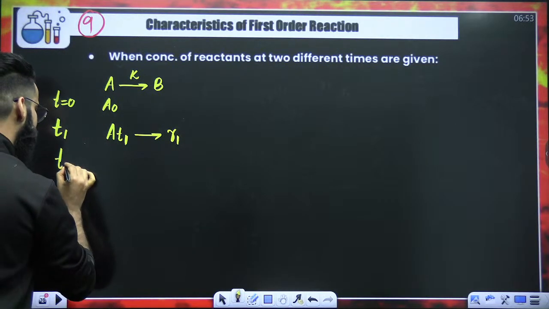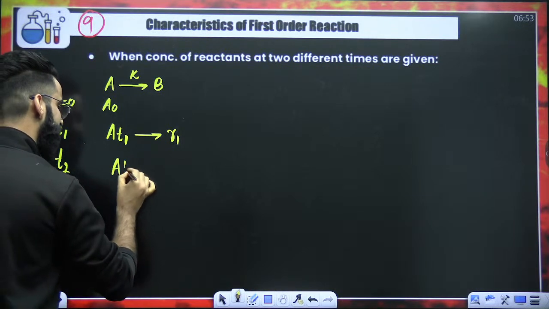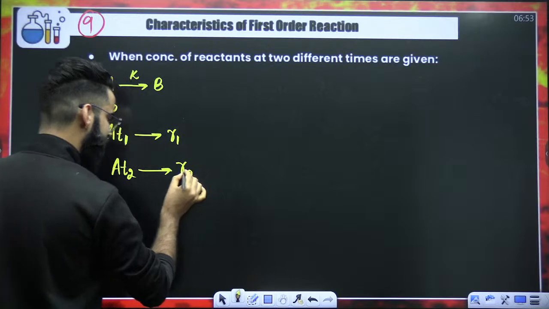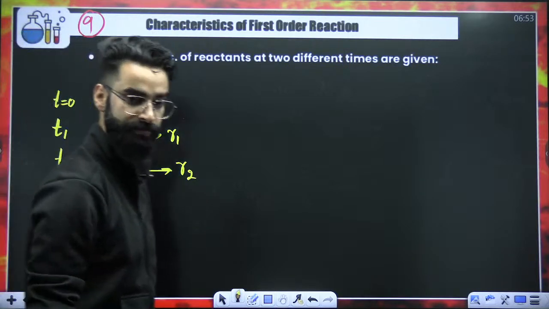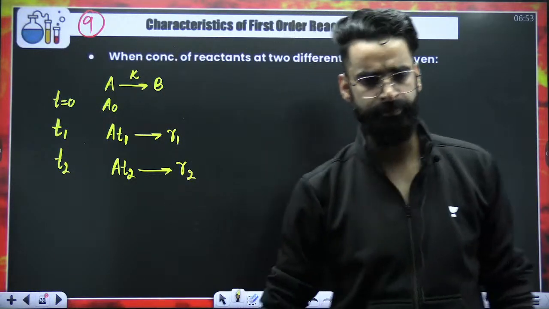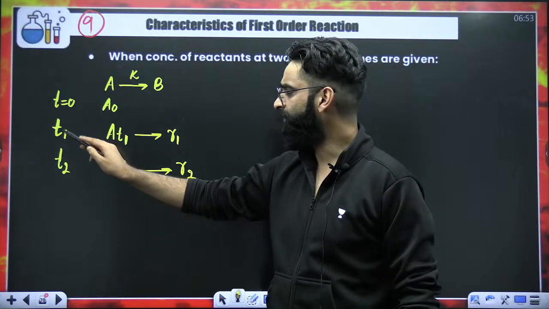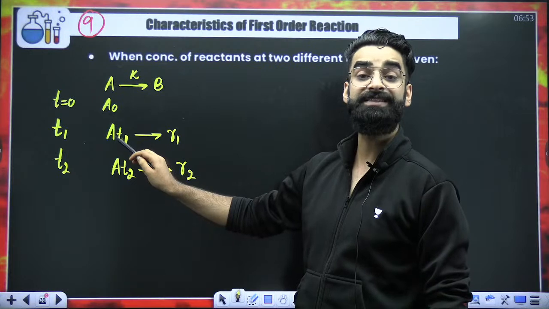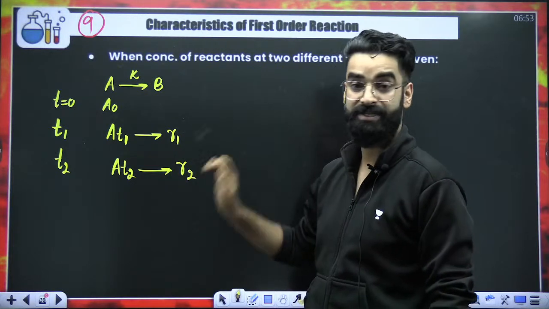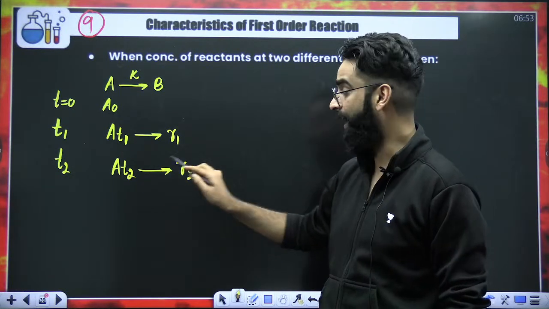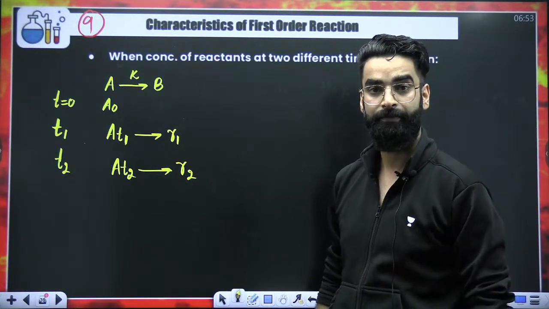Similarly, at time t2, the concentration of reactant left is A2, and let's assume that the rate of the reaction at this point is R2. Be careful with these terminologies. At time t1, the concentration of reactant left is A1 and the rate of the reaction is R1. At time t2, the concentration of reactant left is A2 and the rate of reaction is R2, right?